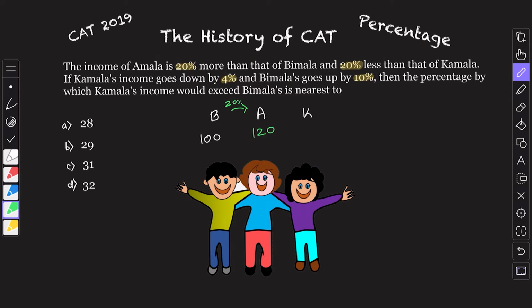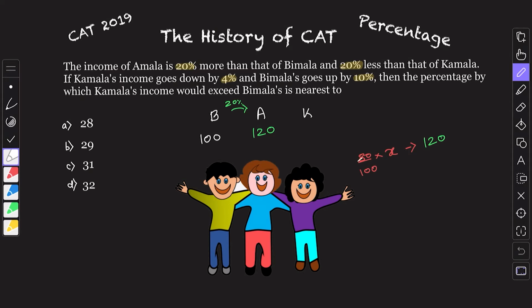So we know that as well. And income of Amla is 20% less than that of Kamla. So what do I know? What is the income of Kamla? I don't know. Let that be X. But I know 20% reduction, which means 80% of Kamla's income is nothing but 120, because Kamla's income reduced by 20% and then you get Amla's, right?